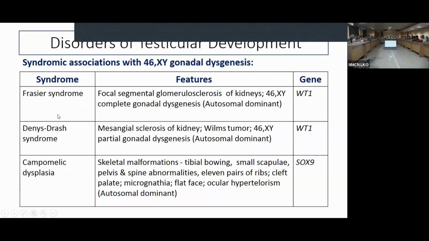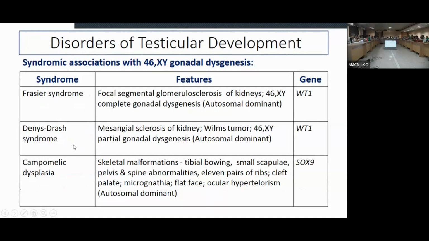The three common ones, or not exactly common, but the clearly known ones are Frasier syndrome, Denys-Drash syndrome, and Campomelic dysplasia. In all three, the karyotype will be normal. It will be 46XY only, but it would be a monogenic condition. Mutation in the WT1 gene is responsible for Frasier syndrome and Denys-Drash syndrome because WT1 is an important gene involved in the testis formation pathway. But here, in addition to the gonadal dysgenesis, the Frasier syndrome individuals will also have focal segmental glomerulosclerosis of the kidney, whereas the Denys-Drash syndrome patients will have mesangial sclerosis of the kidney and also predisposition to develop Wilms tumor.